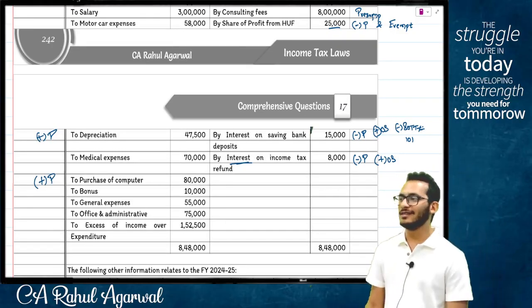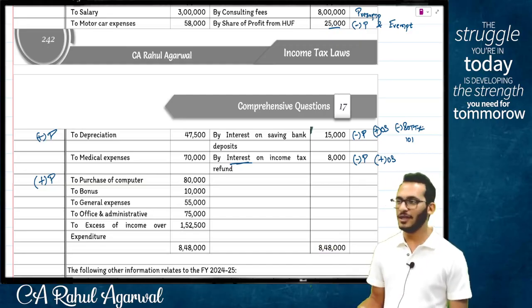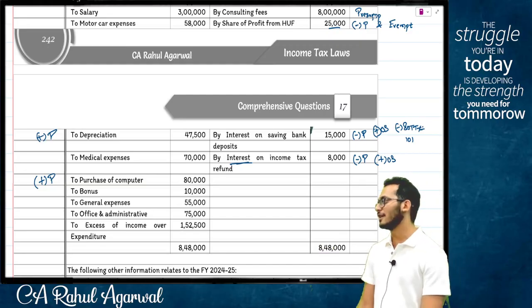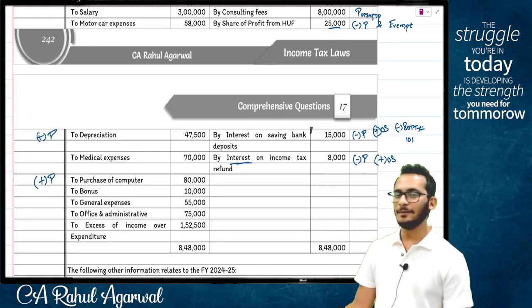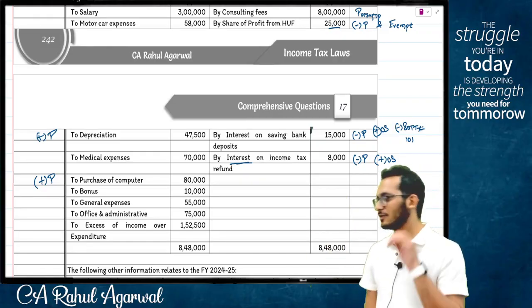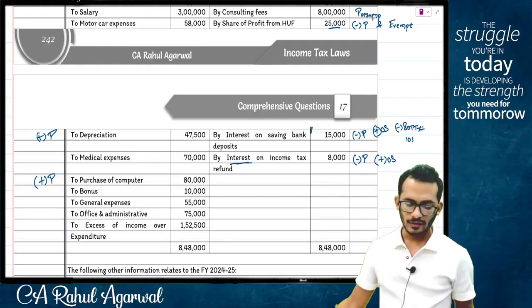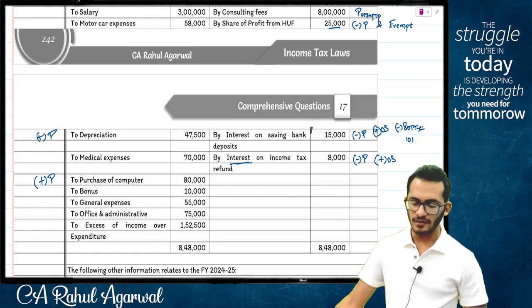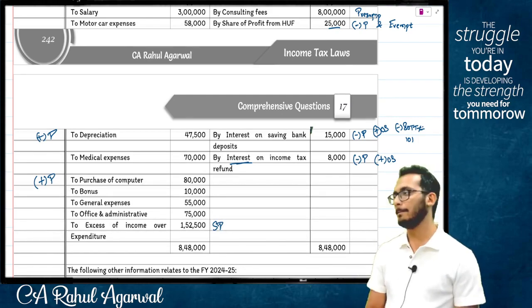Somewhere in the bottom I gave you 10,000 alone is paid by cash, and everyone says disallow 10,000. People, the whole expense is capital. Therefore, nothing to be allowed. You didn't have to worry about the cash. You had to worry about the capex. Focus. Then bonus is 10,000 rupees. Ignore. General expenses. Ignore. Office and administrative. Ignore. Excess of income or expenditure is your starting point.